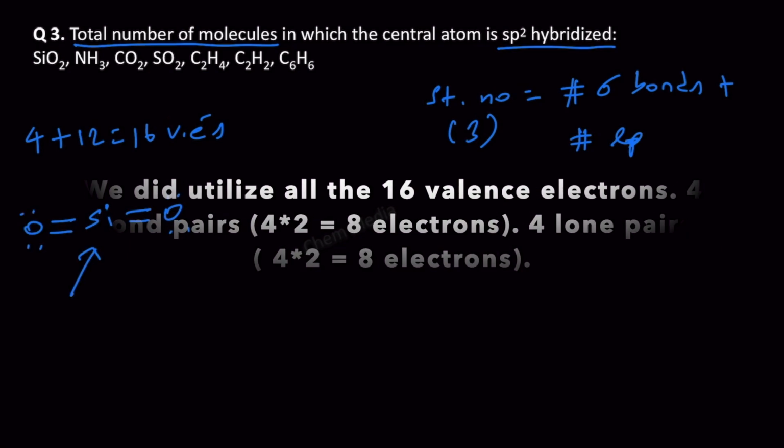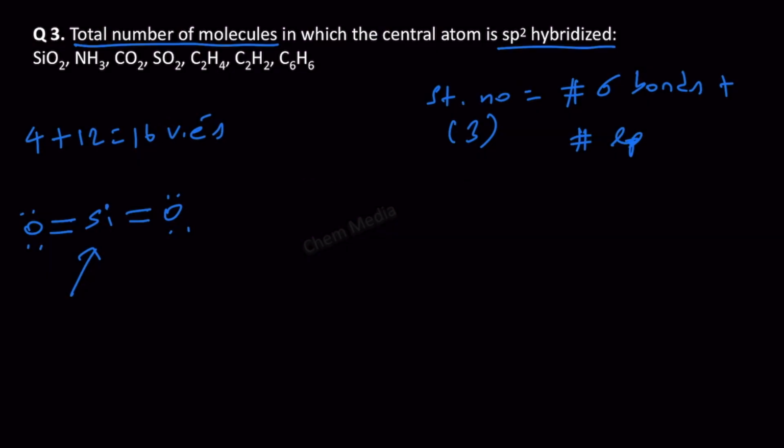Now, for the central atom silicon, we have only 2 sigma bonds. This is a sigma bond, this is a sigma bond. These two are pi bonds, isn't it? So, therefore, the steric number here is 2. Therefore, the hybridization for silicon in this case is sp. This means we need to omit this.